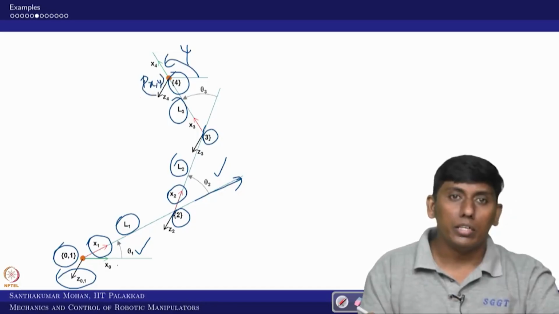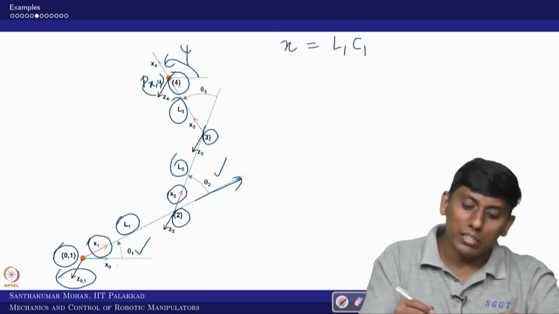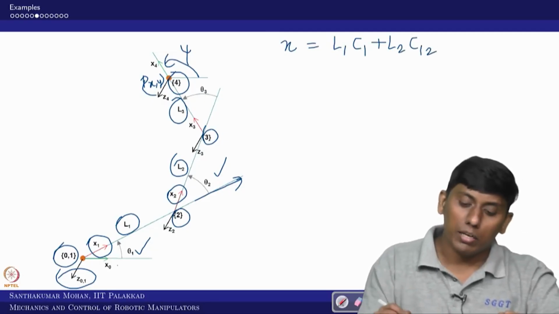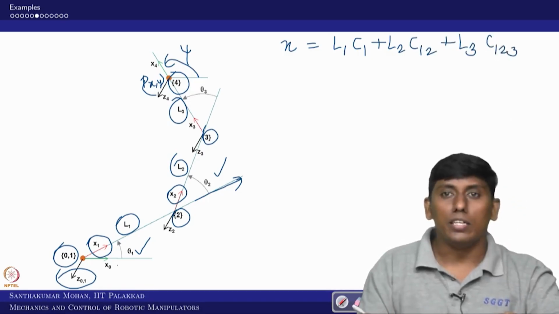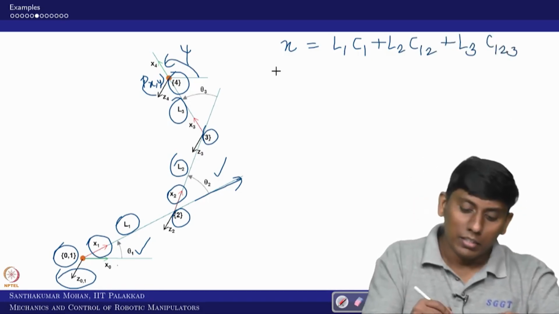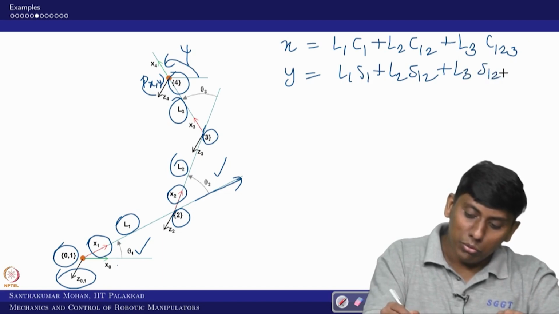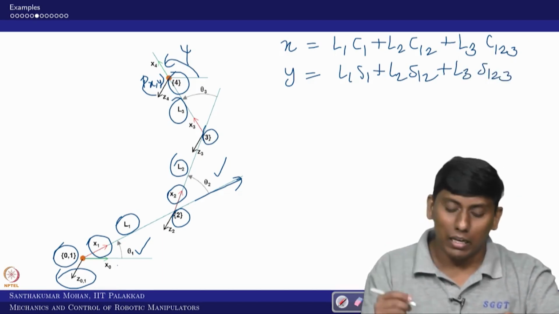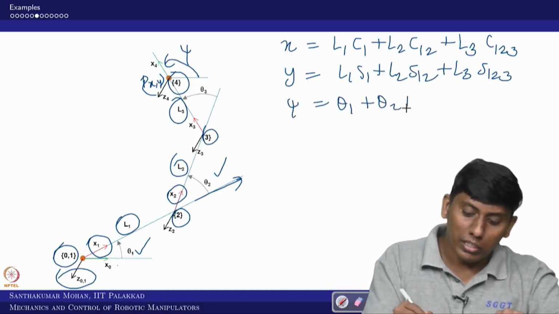Okay. So now this position is x and y. Can we do it? Yes, it is straightforward. So x I can write as L1 C1, meaning cos theta 1, plus L2 C12, meaning cos of theta 1 plus theta 2, plus L3 C123, meaning cos of theta 1 plus theta 2 plus theta 3. And y is L1 S1 plus L2 S12 plus L3 S123. In this case we really don't require the DH parameters, but still we can do it. Then psi is theta 1 plus theta 2 plus theta 3.